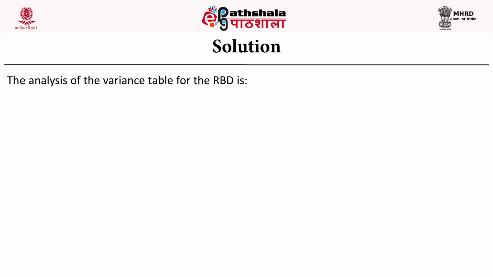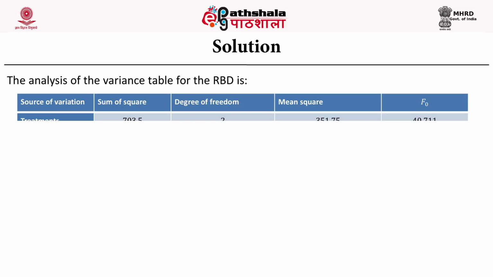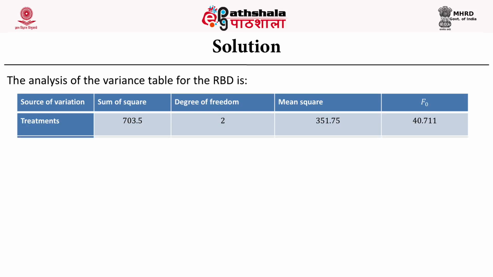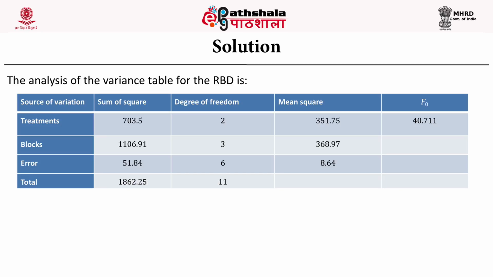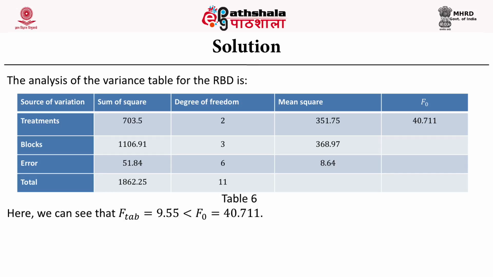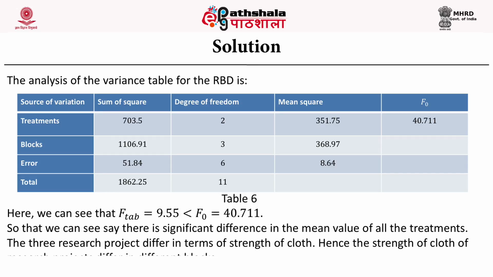From the analysis of variance table for the RBD, we can see that the calculated value of F is 40.711 and the tabulated value of F is 9.55. So we can say that there is a significant difference in the mean values of all the treatments. The three research projects differ in terms of the strength of cloth. Hence, the strength of the cloth differs across the research projects.